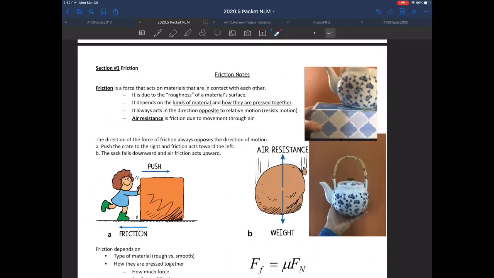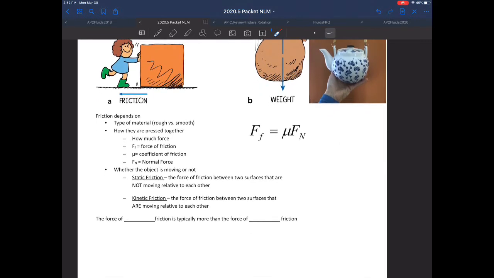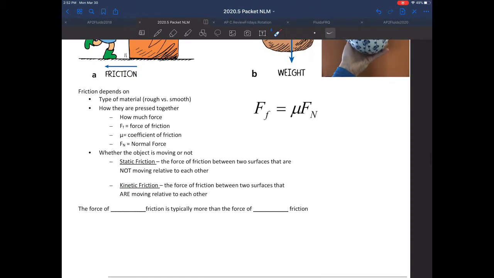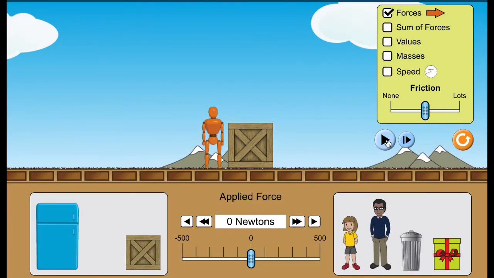Getting ourselves out of the tea world, let's go back and reiterate some of the things that friction will depend on. Friction depends on the type of material: my palm, rougher; tissue box, smoother. Then how they're pressed together. So let's explore this a little bit more. Check it out. We have some friction on our system.